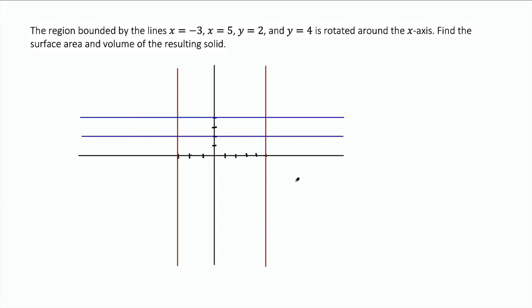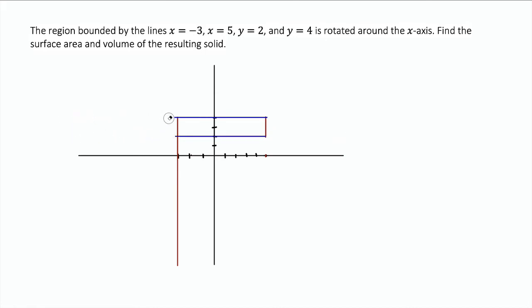All right, so we're looking for the region bounded by these lines. And that region, of course, is this rectangle here. So I'm just going to erase the things that are outside that rectangle, so that we can be very clear about what region we're looking at. Okay, so this is what we're looking at: the region in that rectangle. And we are rotating this around the x-axis.